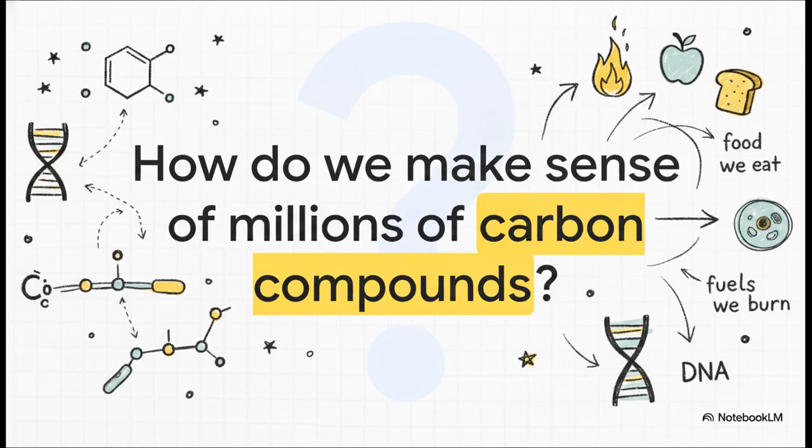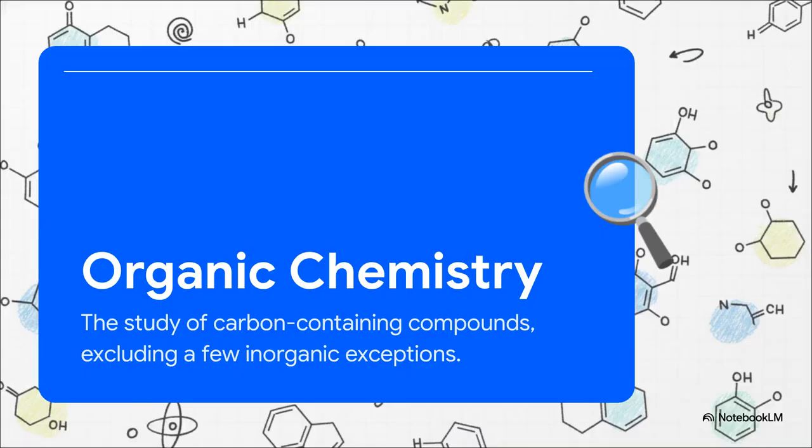How on earth do scientists organize the absolute chaos of millions of different molecular structures that make up our physical world? I mean, from the food we eat to the fuels we burn, literally down to the DNA inside our cells, how do we actually keep track of it all without losing our minds? Well, it all starts with organic chemistry, and that is essentially just the study of carbon-containing compounds. Now, there are a few inorganic exceptions, things like carbon monoxide, carbon dioxide, and carbonates, but other than those, this is the framework for the vast majority of carbon molecules in our entire universe.